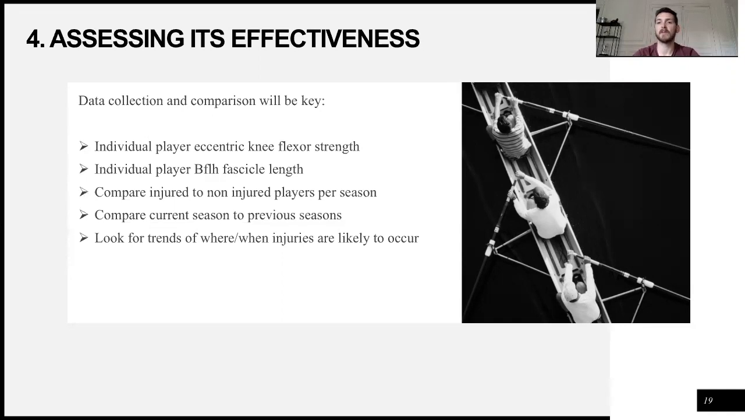And within all of this, we'll be looking for trends of where and who is suffering injuries, when injuries are likely to occur. So if it's around a loading issue, we can obviously impact that and change that. If certain players show weaknesses, we can adapt what we're doing with those players to ensure they're getting that eccentric strength and they are building the bicep femoris long head fascicle length.